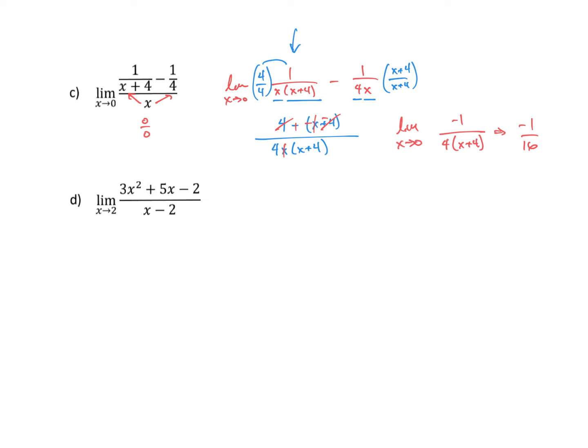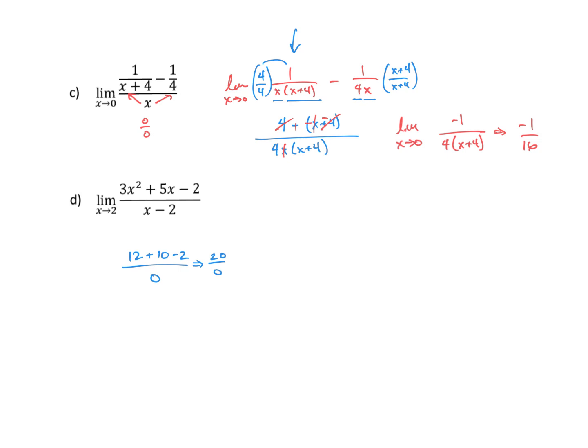What do we try to do first every single time? Direct substitute. So what do I get on the bottom? I get 0 on the bottom, right? Do I get 0 up top? I don't know yet. So let's try it. So now I end up having 12 and then plus 10 and then minus 2. So did I get 0 up top? No. What did I get up top? I got 20 up top. So I got 20 over 0.